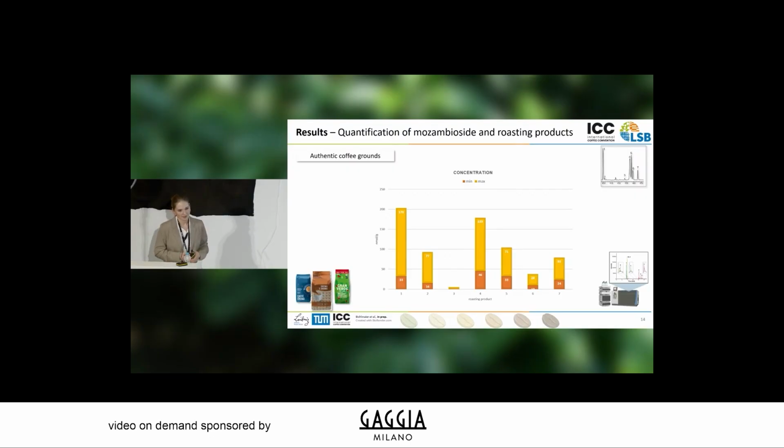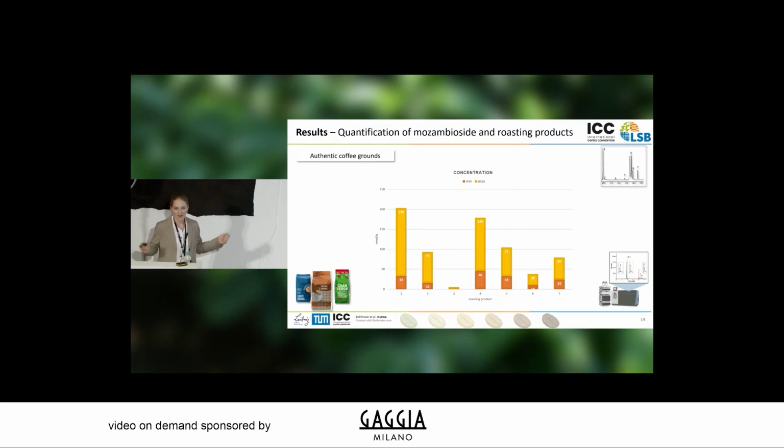But when you look at the right corner on the top, you can see the UHPLC-PDA chromatogram I showed you before from the model roasting approach. And when you look at the ratio of our roasting products in the model approach and look at the ratio of our content in authentic coffee grounds, then it looks very similar. So our model roasting is very good in representing the ready and consumable authentic coffee grounds.